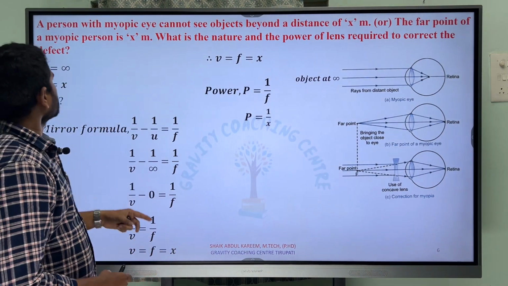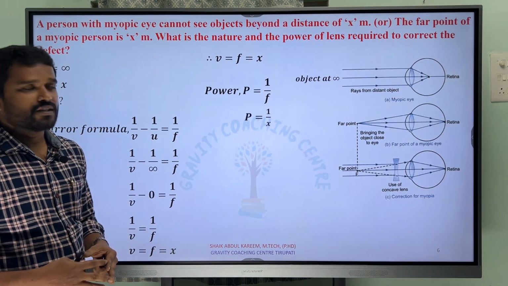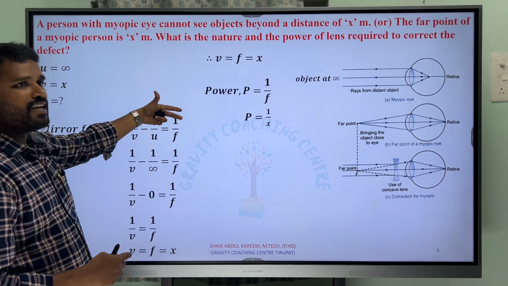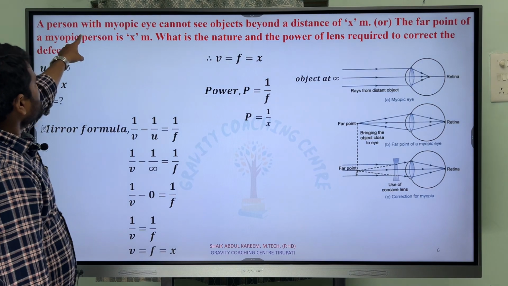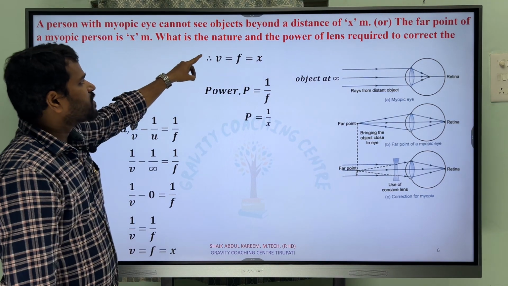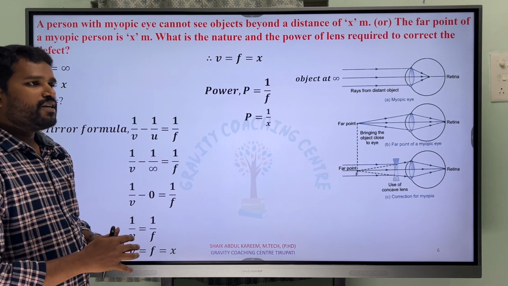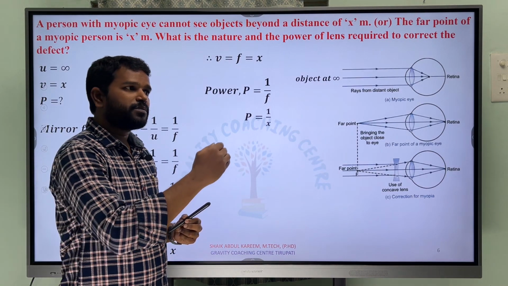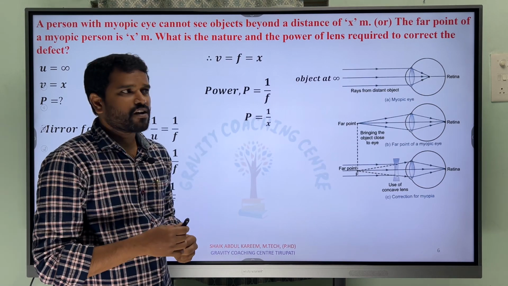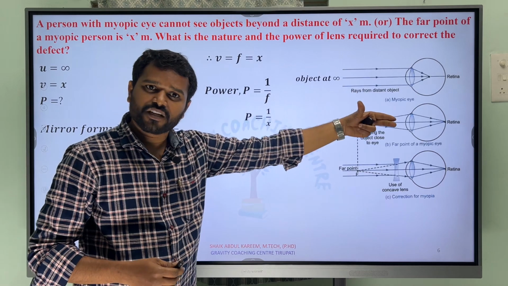So, let us see how the problems can be asked. Here I have taken generally how the questions could be asked. See here, a person with myopic eye cannot see objects beyond a distance of x meter. The person who is suffering with myopia cannot see objects beyond a certain point, because he cannot see far, very far objects.